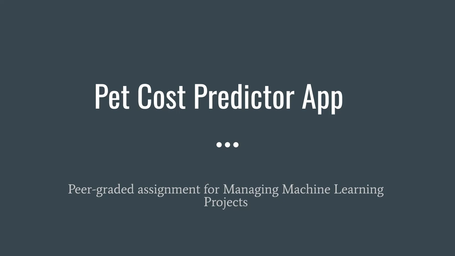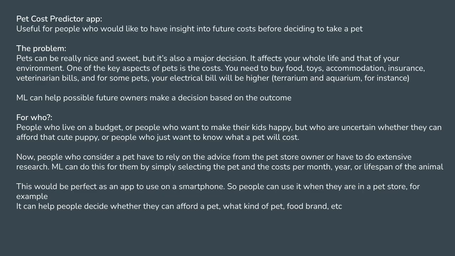Pet Cost Predictor App, a peer-graded assignment for machine learning projects. Pet Cost Predictor App, useful for people who would like to have insight into future costs before deciding to take a pet. The problem? Pets can be really nice and sweet, but it's also a major decision. It affects your whole life and that of your environment.